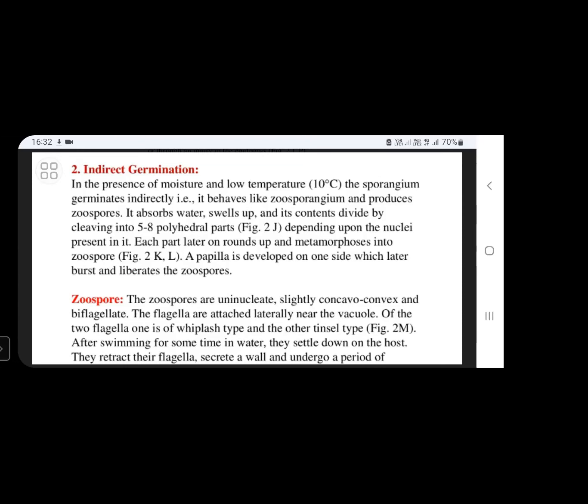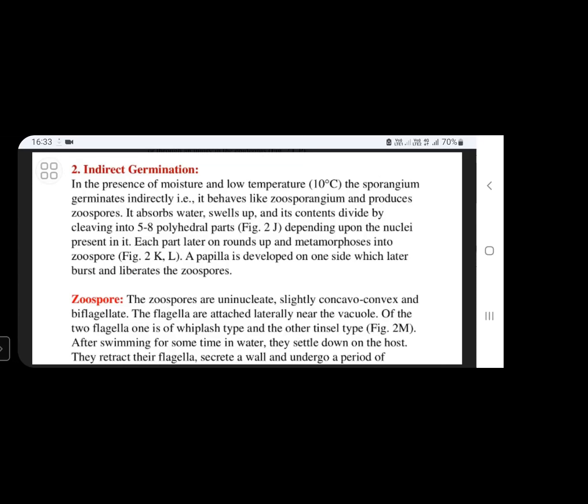Whenever these motile zoospores reach a suitable host, they will lose their flagella. Then they produce a cell wall around themselves. Then it produces one germ tube. Then it enters into the host organism through stomata. Then inside the host organism, this zoospore produces mycelium. Here, this mycelium is also diploid in condition. So like that, indirect germination will take place in Albugo.